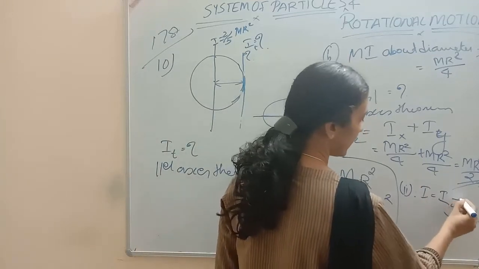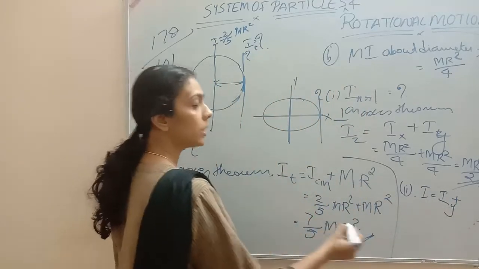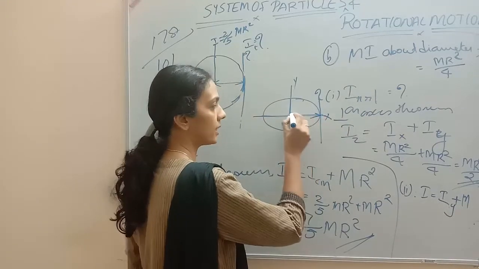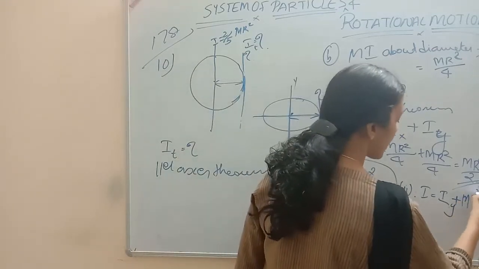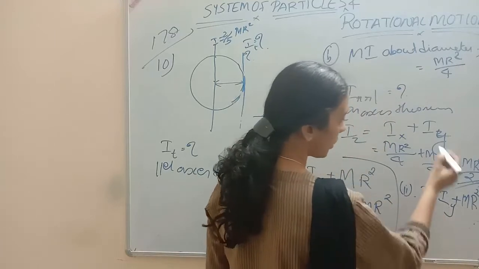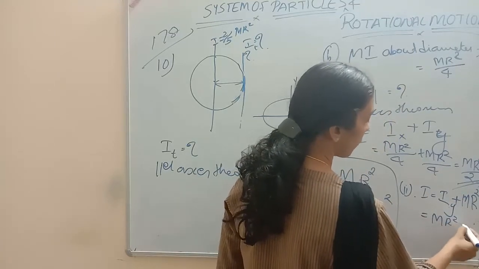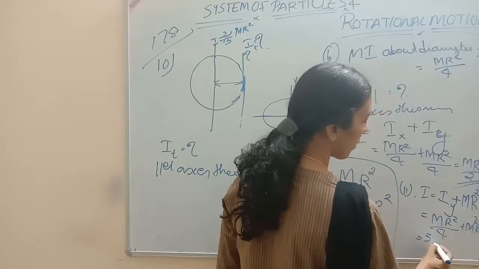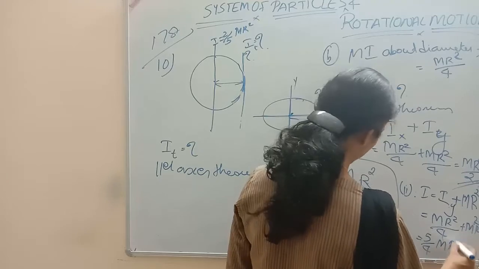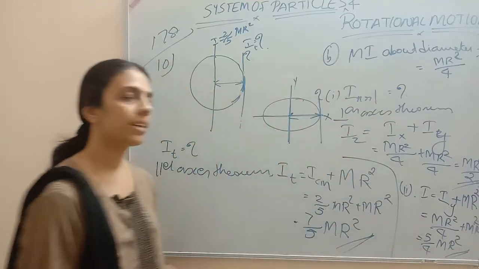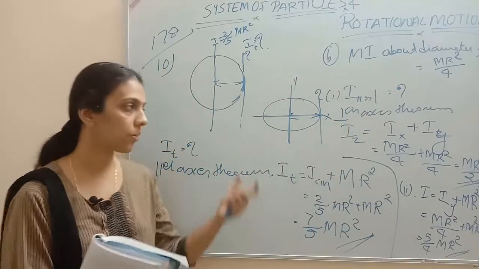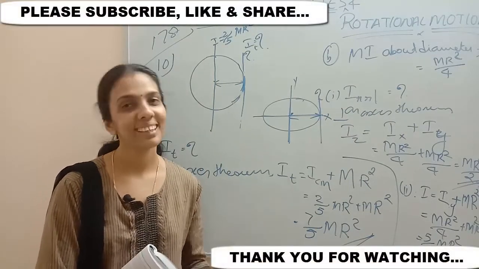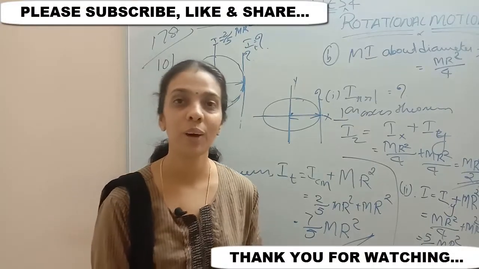Iy plus the total mass of the disk times the square of the distance between the two axes. The distance between the axes is r, so r square. So it is Iy, what is Iy? mr square by 4 plus mr square. So we will get 5 by 4 mr square. Okay, clear? While reading the question itself, you can identify how we will be doing it. I hope all of you understood all those things.